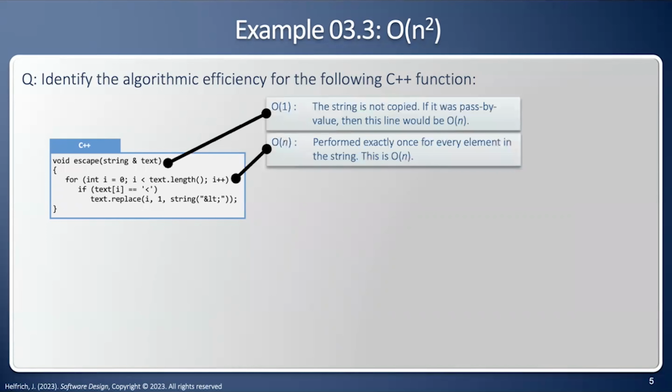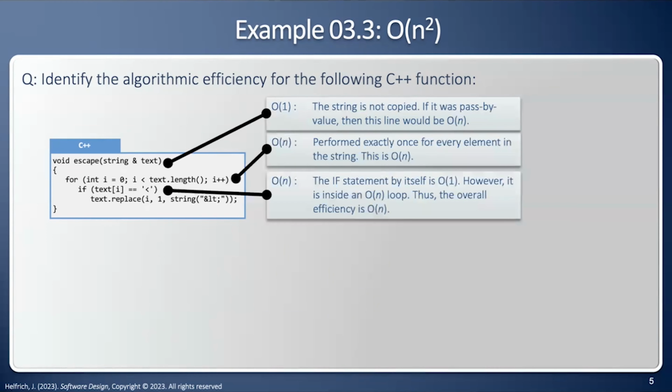Now we're going to visit every element in the string. If there are n elements in a string, then we're going to visit it n times. Therefore, this is O sub n. The if statement by itself is going to be O sub 1. It takes exactly 1 unit of time to compare if a given character is a less than operator, but this if statement is going to be inside a for loop, which is O sub n. So therefore, this statement is also O sub n.